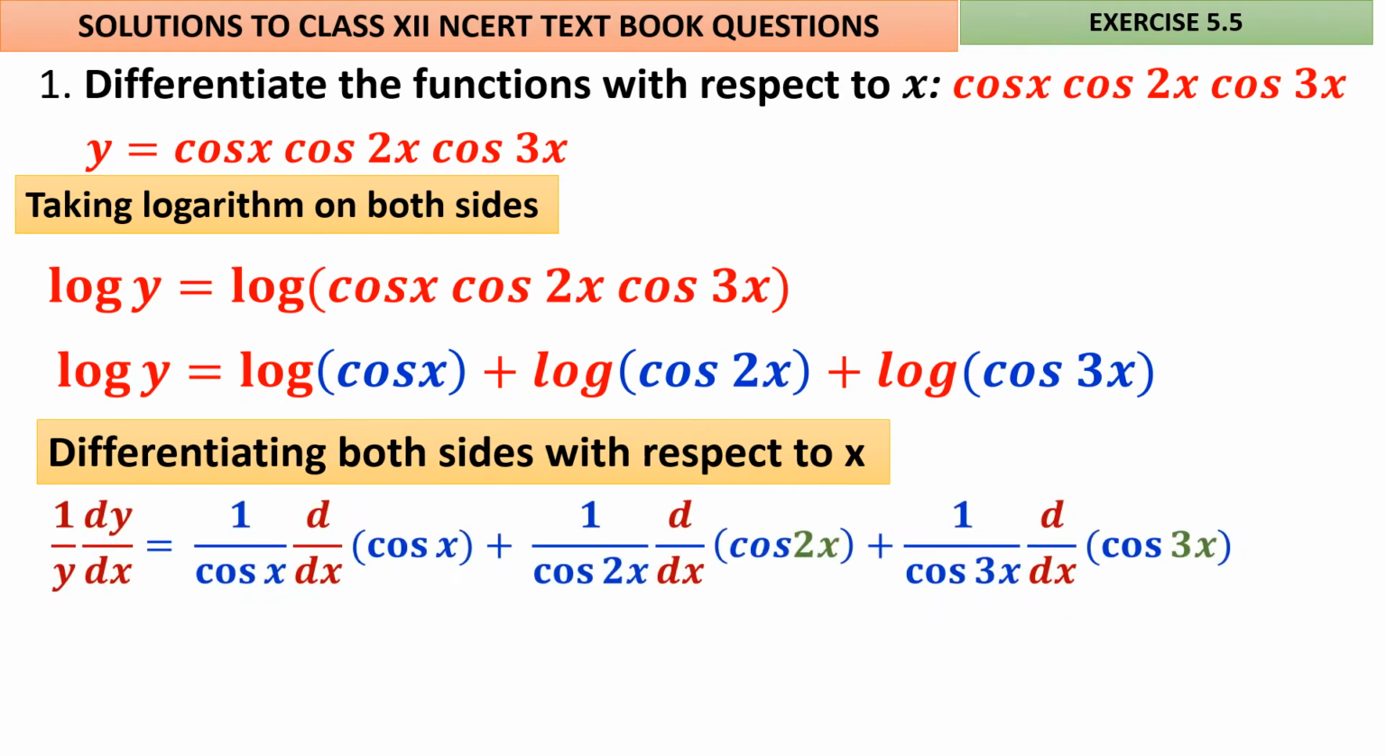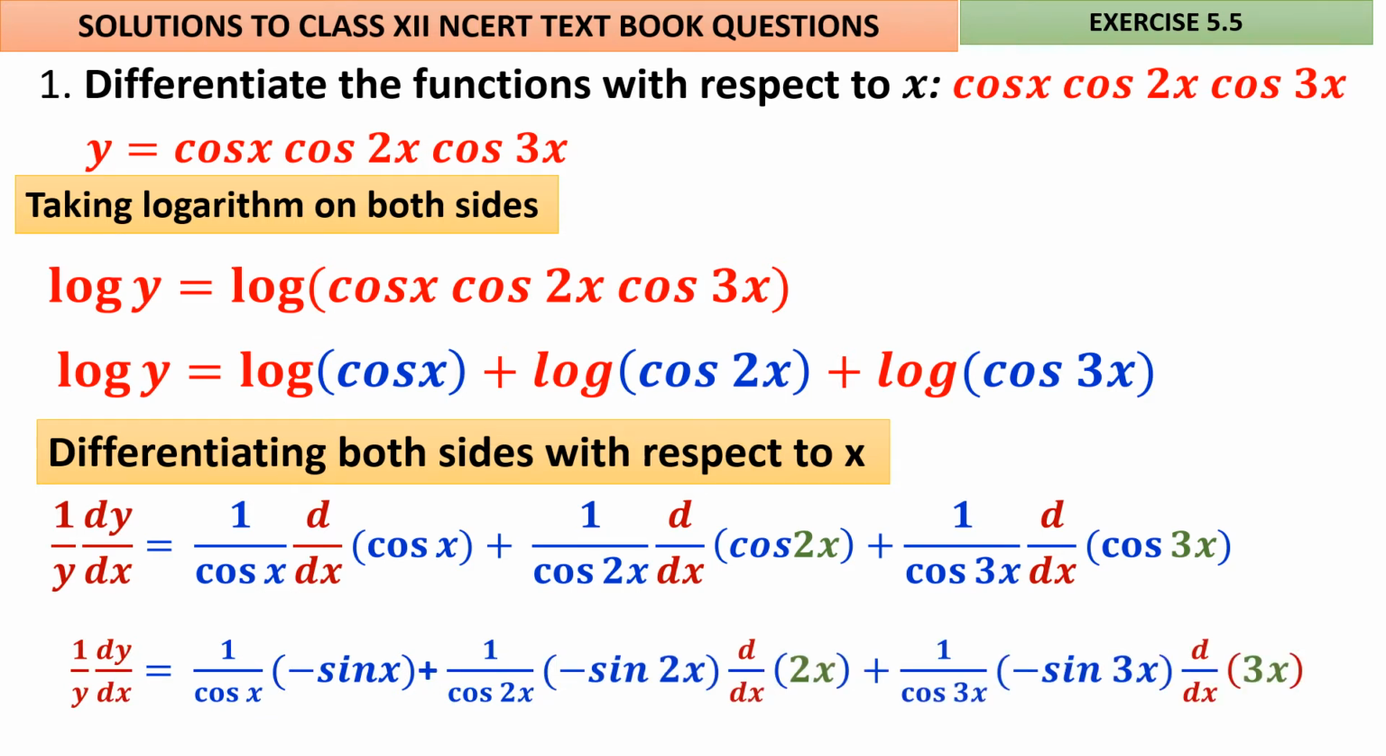1 by y into dy by dx will be the differentiation of log y. For log cos x, 1 by cos x into d by dx of cos x. Log cos 2x differentiation is 1 by cos 2x into d by dx of cos 2x. Log cos 3x differentiation is 1 by cos 3x into d by dx of cos 3x. Once again, the differentiation of cos x is minus sin x. Differentiation of cos 2x is, making use of chain rule, minus sin 2x into d by dx of 2x. Again, differentiation of cos 3x is minus sin 3x into d by dx of 3x.